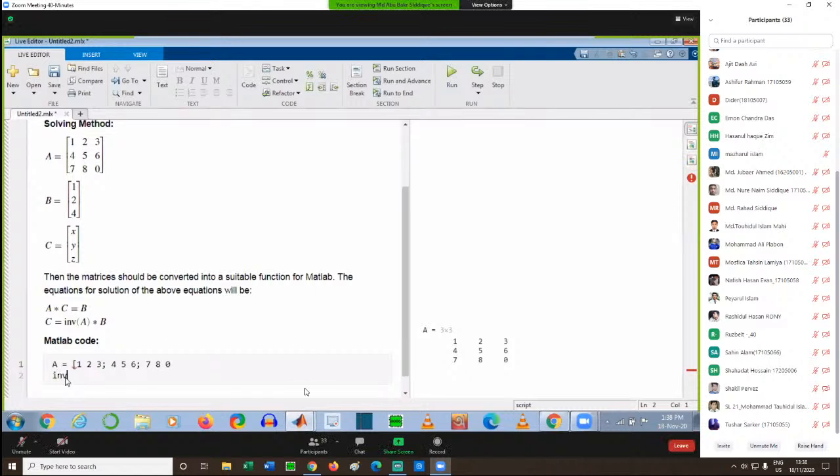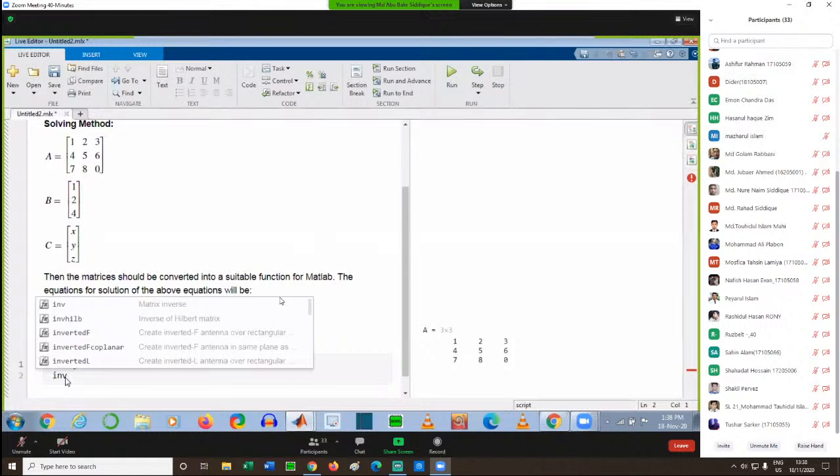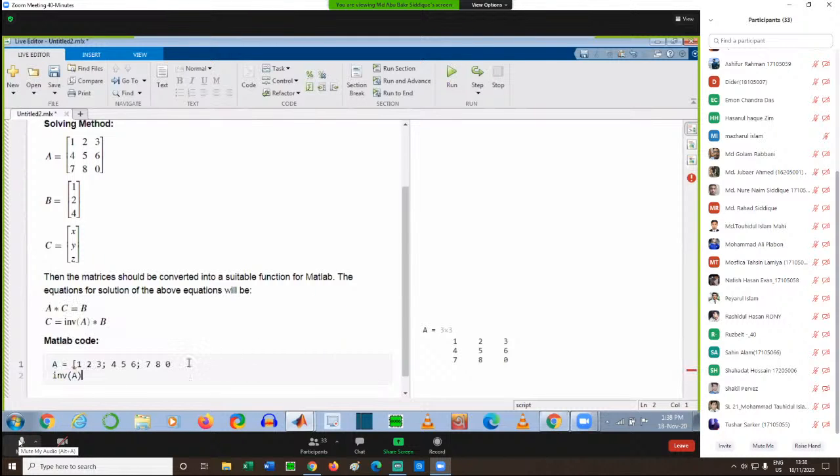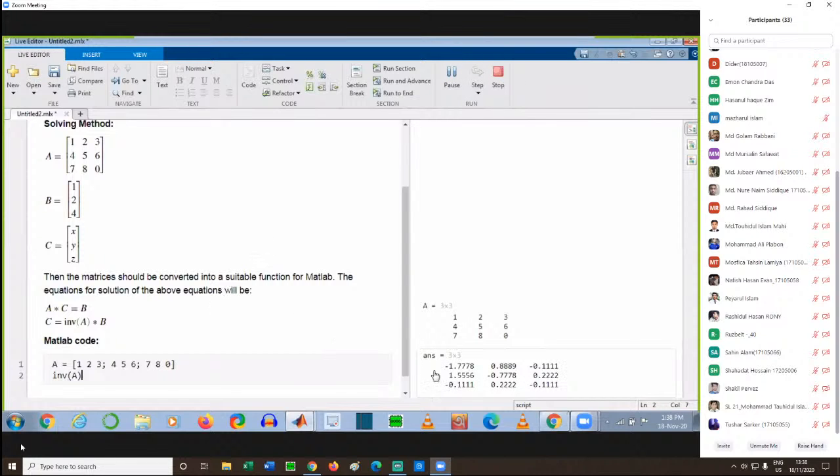Sir, after 780 the bracket is not closed. What did you say? Sir, after 780 there should be a closing third bracket. Oh, right. There should be a bracket here. That's why the red sign is coming. Okay, so inverse of A, let's run it. Now you got the inverse matrix. So you already calculated the inverse matrix of A.